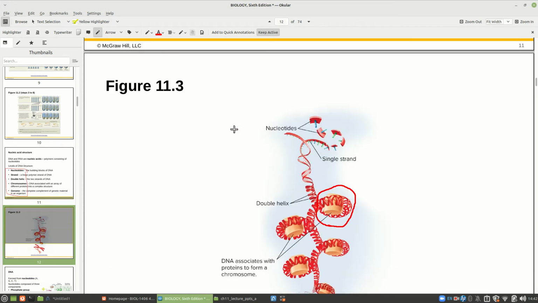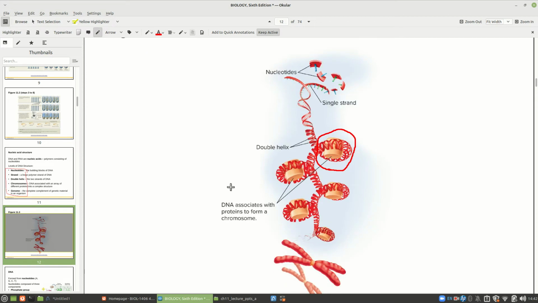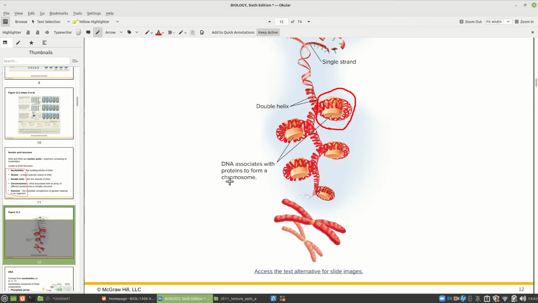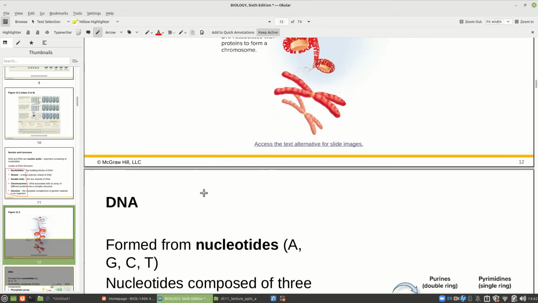But the whole point here is you're seeing that it's individual nucleotides, ACGTs. They come together to make a single strand. Then the single strand comes together to form the double strand, the double helix. And then that kind of coils up like a telephone cord, an old style telephone cord. And then that wraps around these histone proteins. We call it a nucleosome when it does. And then those all compact together to form a chromosome. You need to know all of those things I just said there.